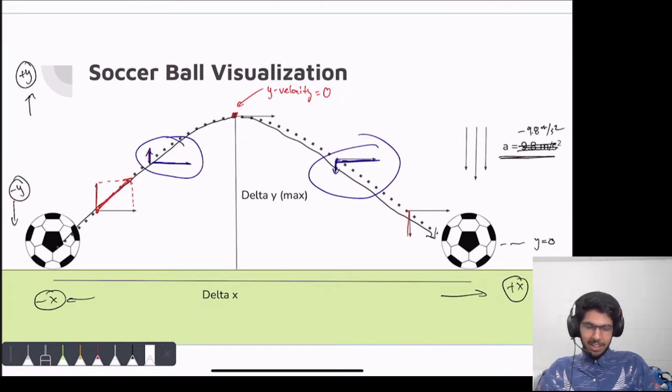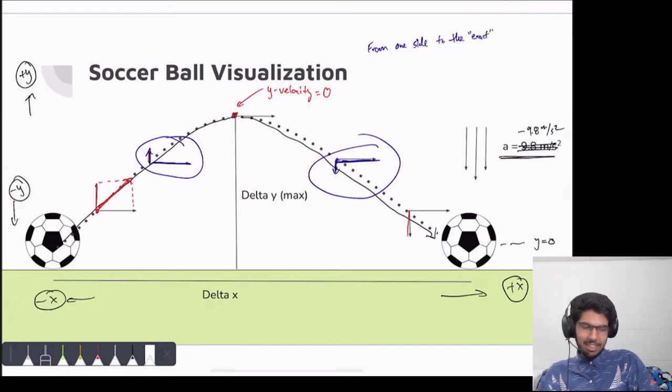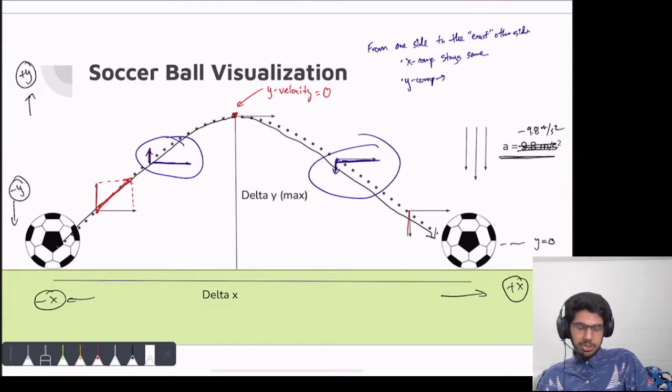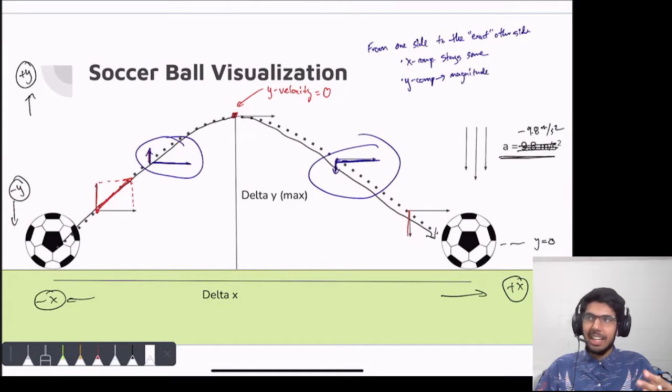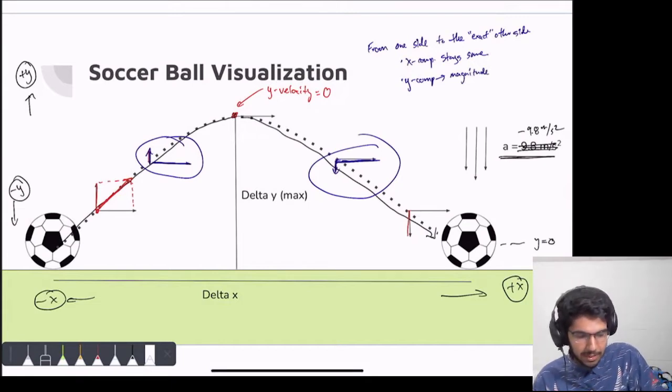I'll write it down. From one side to the exact other side, what happens? Well, the x component, I'm going to abbreviate, stays the same, and then the y component, well, there's two things to consider. Magnitude, meaning the size of it, stays the same, but direction is opposite.